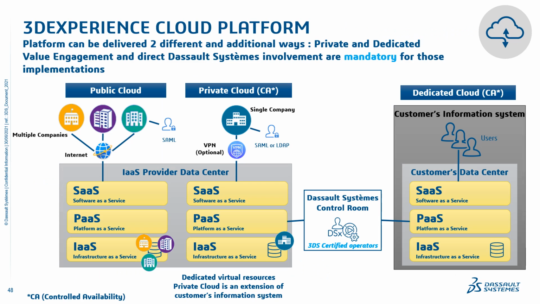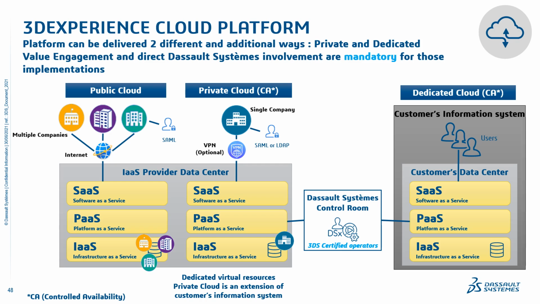Before looking at the architecture differences, we must notice that both private and dedicated cloud are CA, or Controlled Availability. In order to get SBO agreement for such, a value engagement is mandatory for those implementations. Remember that a deployment on public cloud for more than 500 users also requires a value engagement. We made a review of public cloud, so it is a complete offer, IaaS, PaaS, and SaaS, at a most efficient cost. That means using mutualized physical and logical resources.